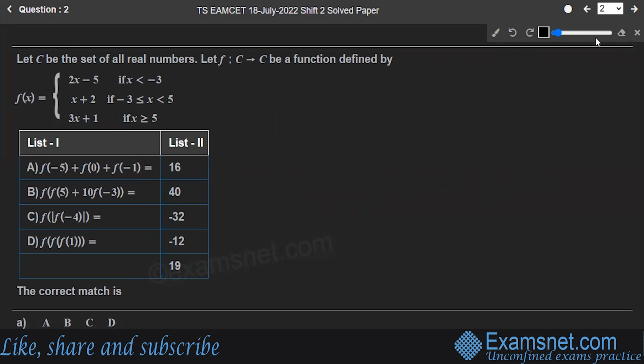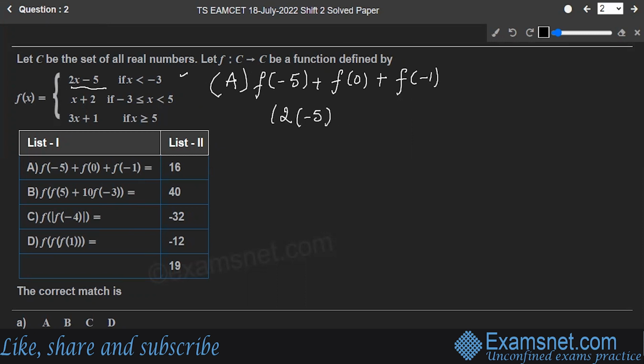All right, so I'll pick up the first one, the A part. It's f of minus 5 plus f of 0 plus f of minus 1. This is equal to... Now for f of minus 5, this is less than minus 3, so I'll pick up this function: 2 into minus 5, plus f of 0. So this will lie in the second one, x plus 2. So this will be 0 plus 2 plus f of minus 1.